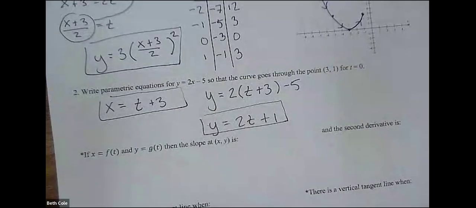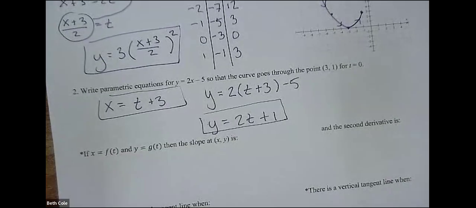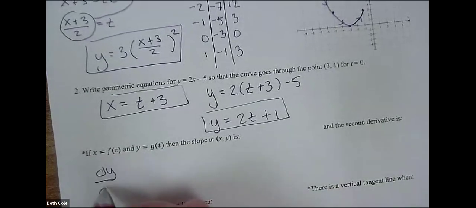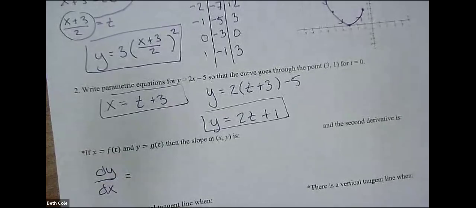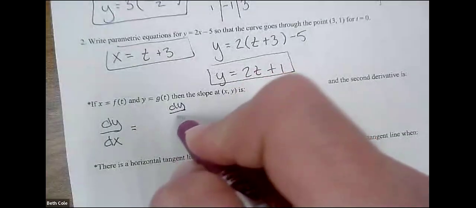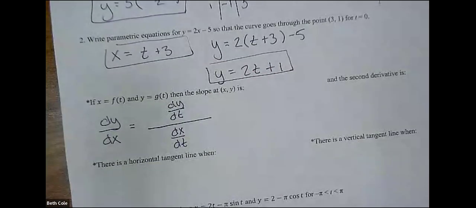Basically a whole big bunch of algebra. All right. Kind of review of last time. Now we're going to move forward and start doing derivatives with these. Okay. So if you have x equals something in terms of t and y equals something in terms of t, the slope dy/dx, this is going to look awful, but it's really not that scary. Okay. dy/dx equals dy/dt over dx/dt. Does that make sense? Derivative of y over derivative of x.